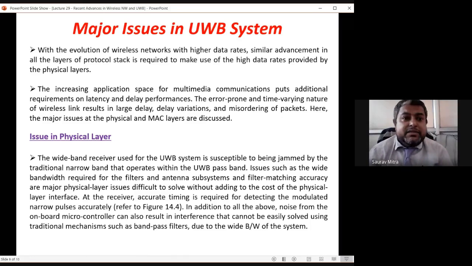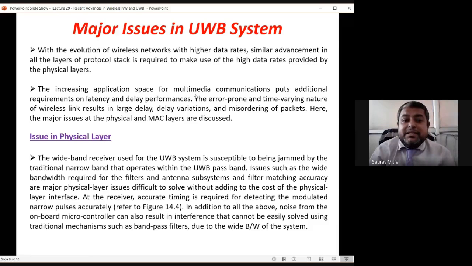Issues in the physical layer. So, whenever we are having a UWB system, what are the issues in the physical layer? What are the issues in the MAC layer? That we are going to see. With the evolution of wireless networks with higher data rates, similar advancements in the protocol stack, in the MAC layer or physical layer, are expected.